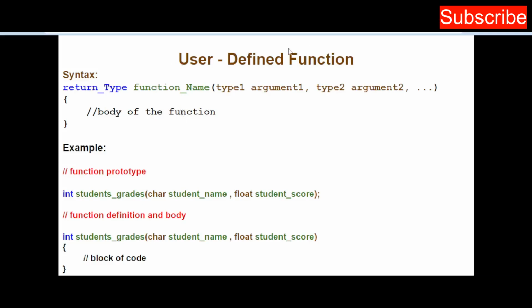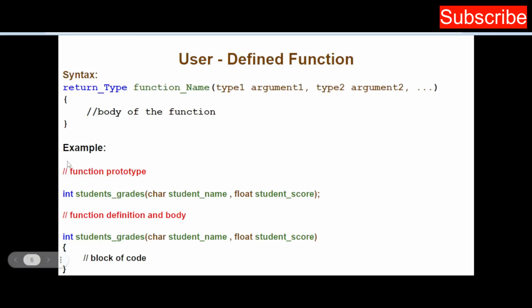User defined function. Now the syntax to write your own function is just this. You have to have your return type, then your function name, then inside the brackets you put how many parameters or arguments you want. Of course, you have to put the data type of each argument, type 1, type 2, or whatever. Then you have the body of the function.